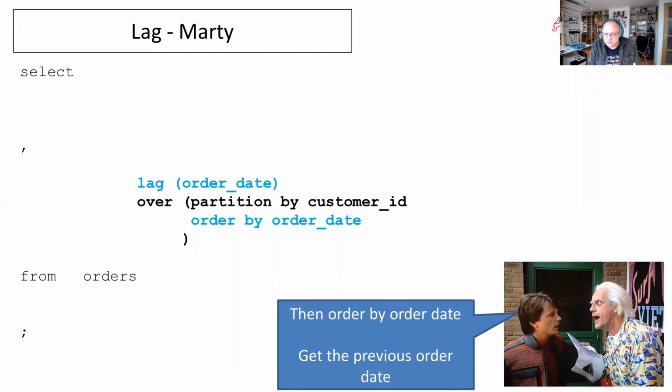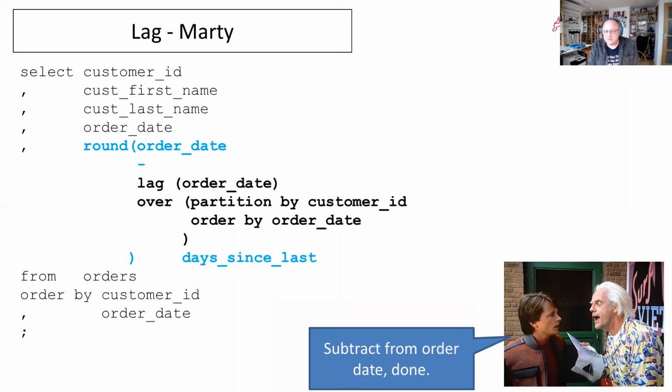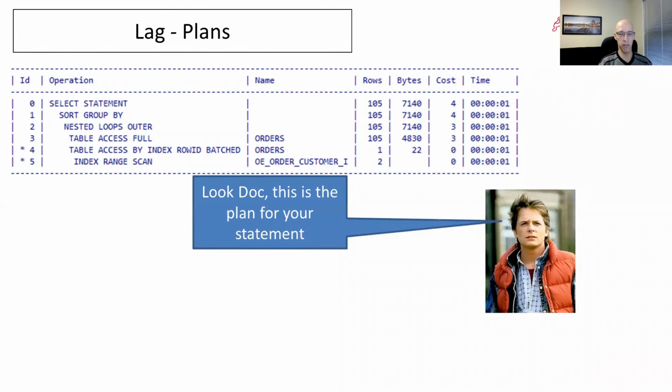Now we can just use this in a calculation with the order date of the current row, and we have days since the last order. And if we execute this, we get the result as we wanted it. Yeah, it's awesome, that easy.